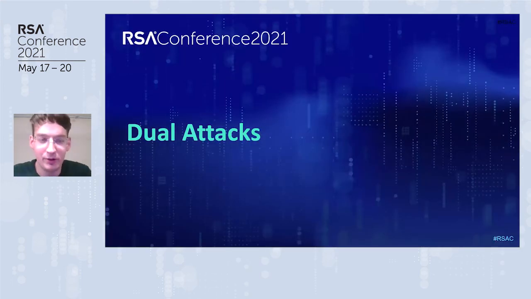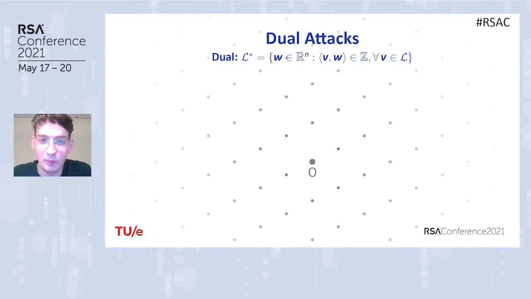But okay, so our paper is actually about the dual attacks and analyzing these and comparing it to the primal attack. So just to recall briefly, what is the dual lattice? The dual lattice is defined as all points in space for which the dot product with the primal vector is an integer. And that again forms a lattice.